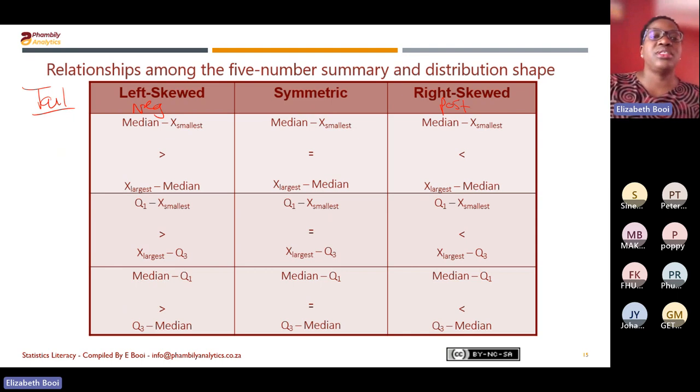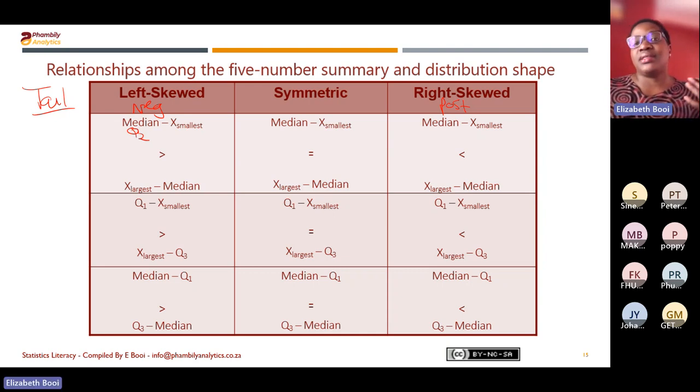So you can either use the median, which is quartile 2, and the smallest value, the difference between the two, the difference between the median and the smallest value. If it's bigger than the difference between the largest value, which is your maximum value, and the median, then your data is left skewed. Or you can use quartile 1 and the smallest value, the difference between the two. If it's greater than the difference between your largest value, which is the maximum value, and the quartile 3 value, then it means your data is left skewed. Same. So you can go through all of them to check whether your data is skewed or not skewed.